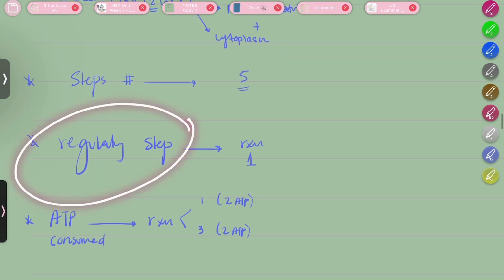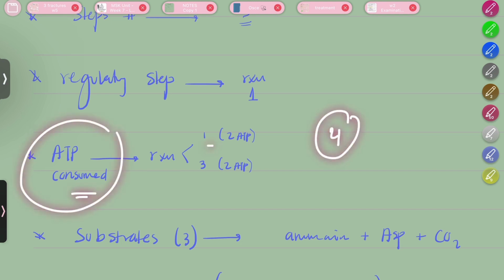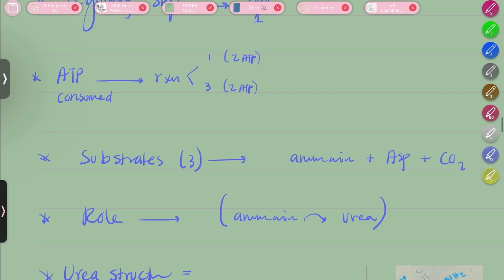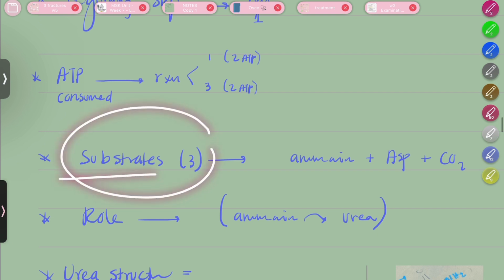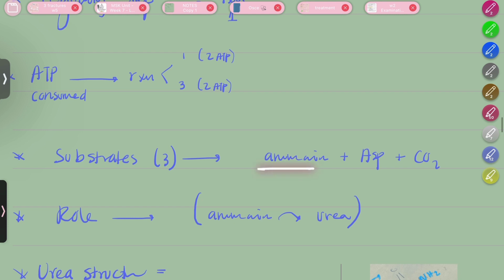Another important aspect, the regulatory step, is the very first reaction, number 1. We need to know that the number of ATPs consumed is overall 4: 2 ATPs in the first reaction and another 2 ATPs in the third reaction. Another aspect, the 3 main substrates that we start off with in the urea cycle are ammonia, aspartate, and carbon dioxide.